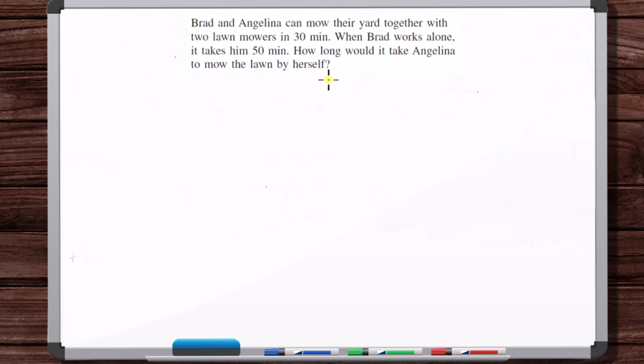And so what you want to do here is try and get inside the heads of Brad and Angelina. How would they be interacting with each other, arguing about mowing the lawn? That's a joke. I'm joking.